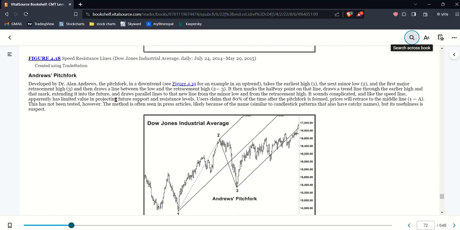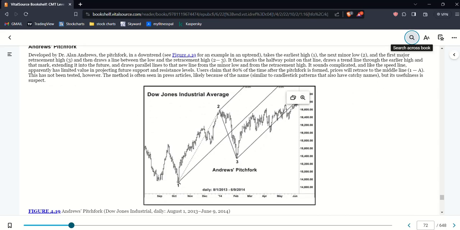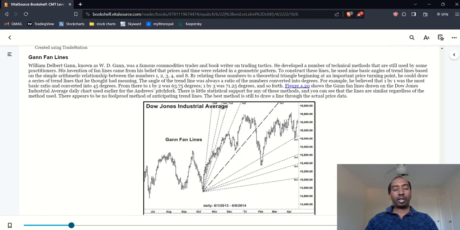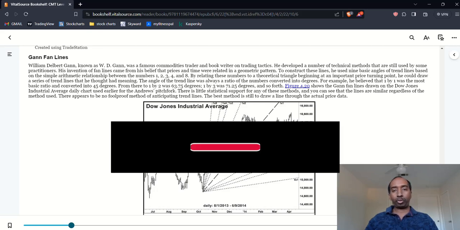Andrew's Pitchfork. For Andrew's Pitchfork, we identify the lowest trough. From this lower trough, we'll connect point number 2 and point number 3. And in between at the 50% level, from point number 1, we'll draw another line, which is called Andrew's Pitchfork. Last but not least, Gann fan lines. Mr. W.D. Gann created this trend line using geometric patterns.